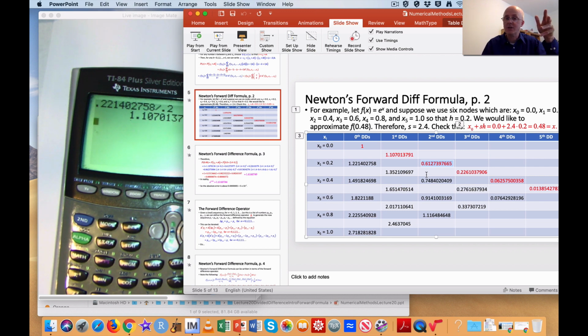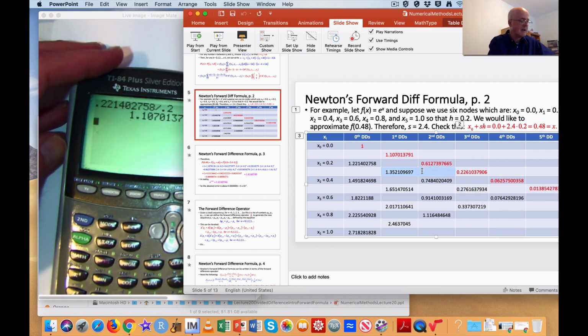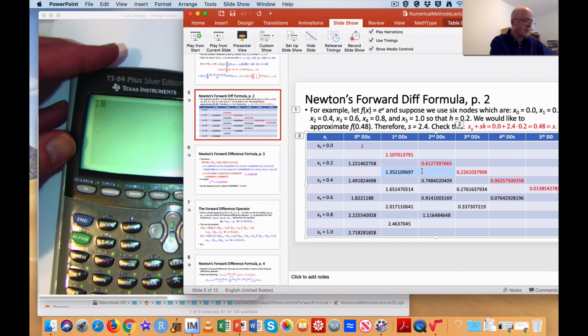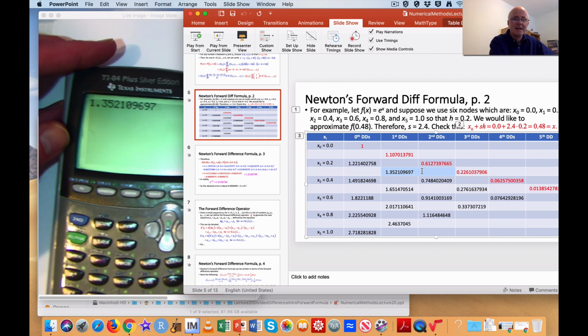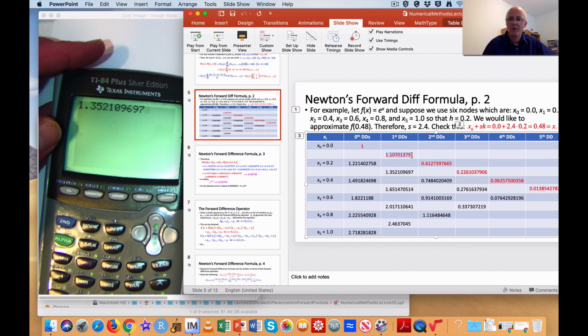Thinking in terms of the recursive definition of divided differences, that's going to be this number minus this number divided by not this minus this, but this minus this, 0.4 minus 0. Okay, so let's take this number minus this one. This number right there is 1.352109697. I'm going to subtract this number, 1.1071371. If you can't quite see it, that's what it is. Then divide by 0.4 minus 0, divide by 0.4.